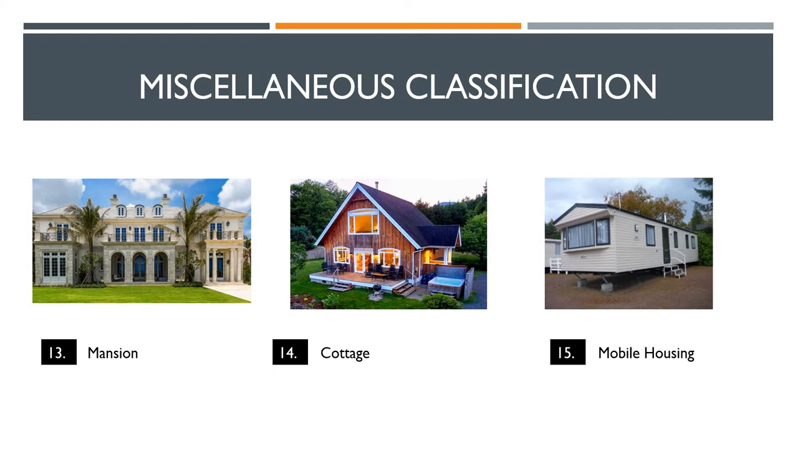The next is a cottage. A cottage is on a very small scale. It has a very rustic, brutalist look to it. It mostly has 2 to 4 rooms, and preferably these rooms might have a balcony. It's a small getaway kind of a place.